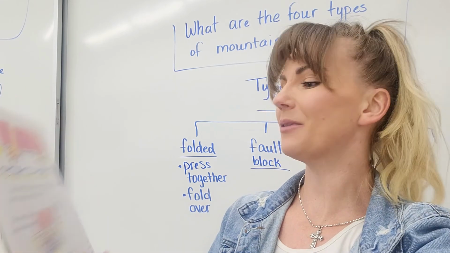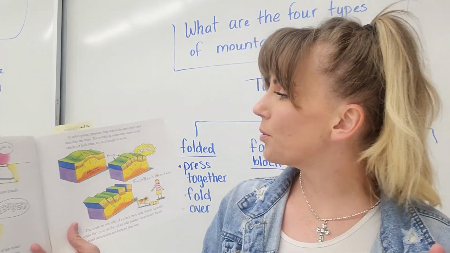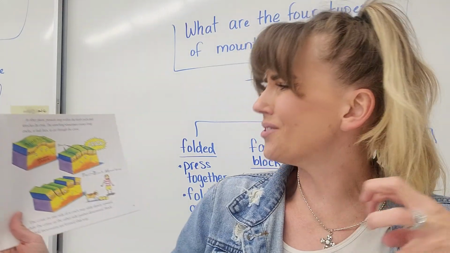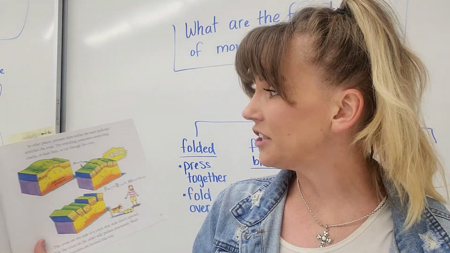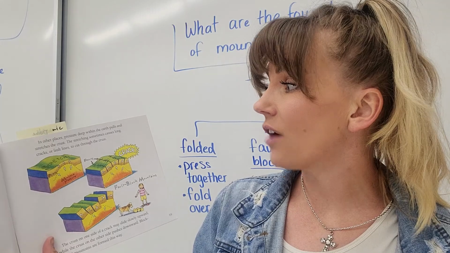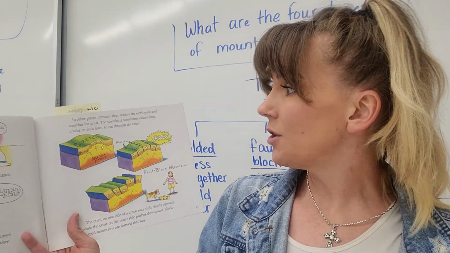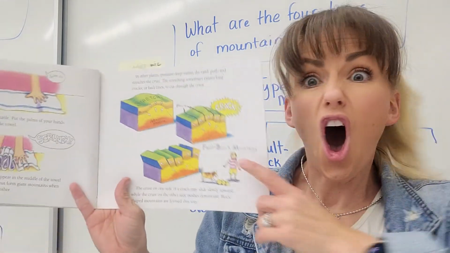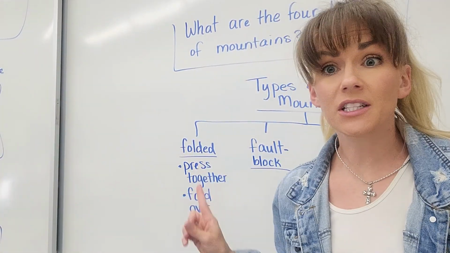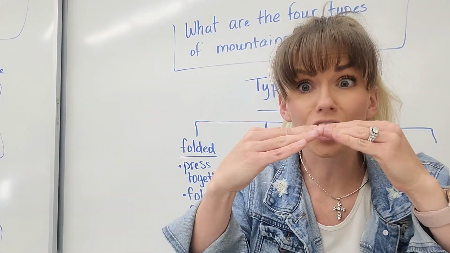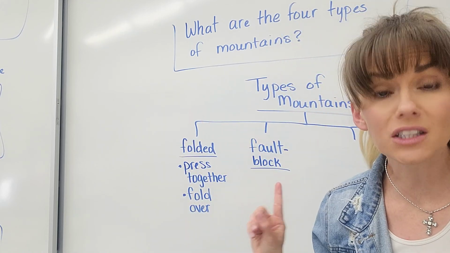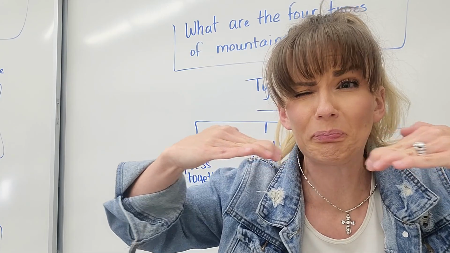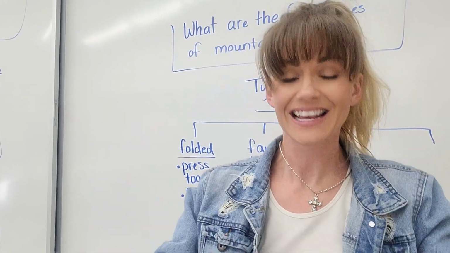Let's keep reading. In other places, pressure deep within the earth pulls and stretches the crust. The stretching sometimes causes cracks or fault lines to cut through the crust. So folded mountains were formed when plates pressed together. But those fault block mountains are caused when plates pull apart. So let's go ahead.